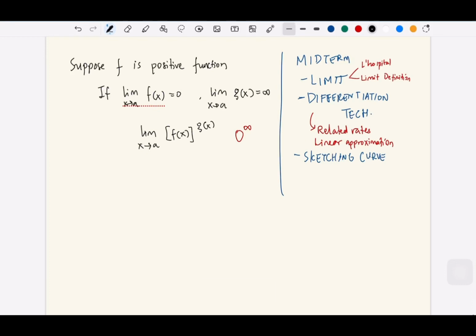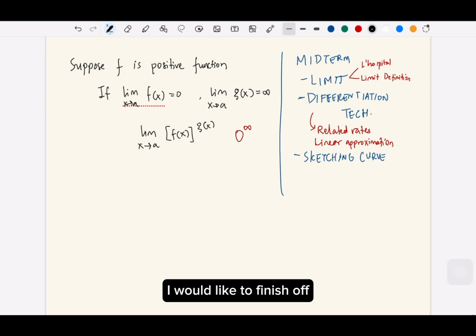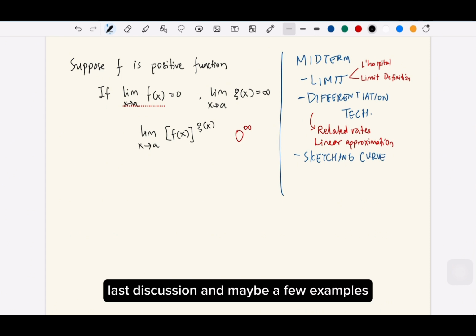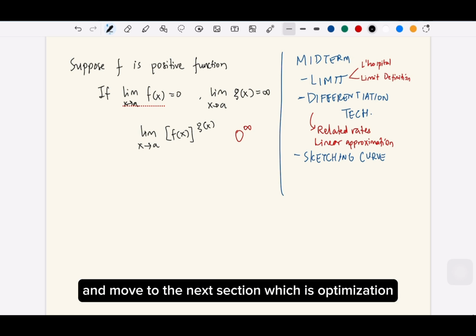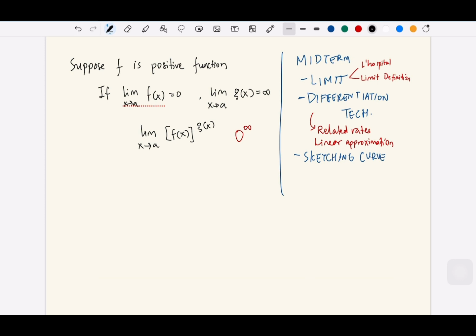Okay, I think next week, midterm. I would like to finish off last discussion and maybe a few examples, and move to next section, which is optimization and antiderivative if we have time.